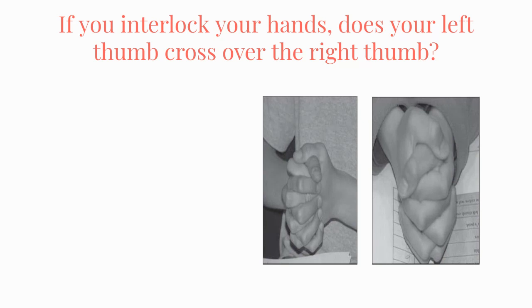So putting your hands back together, look at your hands, or when you interlock your hands, which thumb goes on the top? Is it the right or is it the left? If your right thumb went on the top, it means you have the dominant allele.